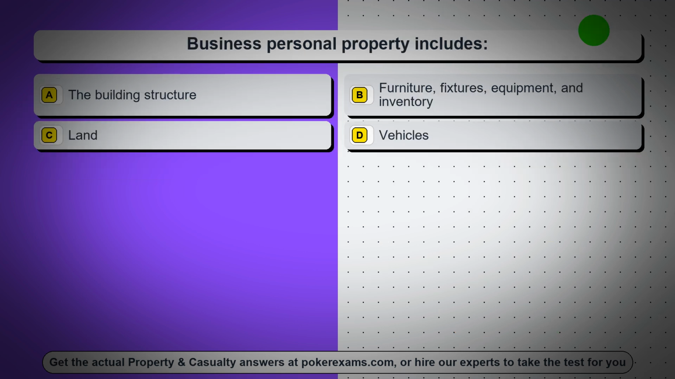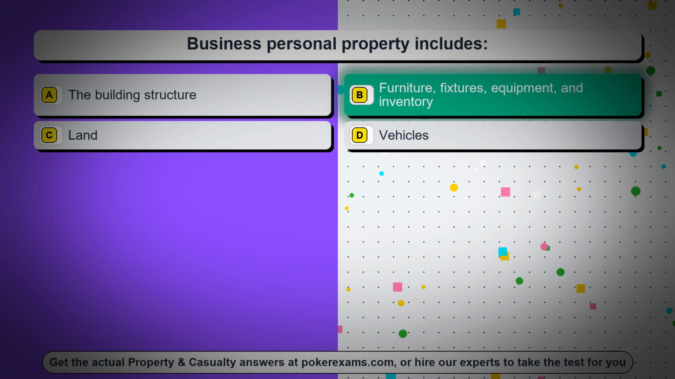Question 8. Business personal property includes: Option A. The building structure. Option B. Furniture, fixtures, equipment, and inventory. Option C. Land. Option D. Vehicles. The correct answer is option B.